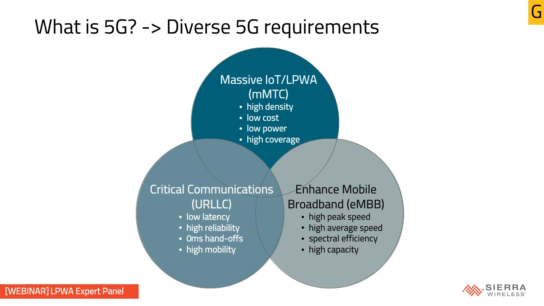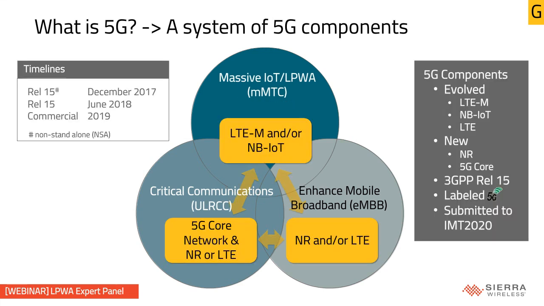So 3GPP has a plan to deal with this. This is the standard organization that is defining 5G, that basically 5G is now more of a system, a system of 5G components, where each of these components will basically support these different use cases. So for example, for LPWA, the 5G component will be either LTE-M and or NB-IoT. For enhanced mobile broadband, we have the new access technology called NR, and or you can deploy LTE.